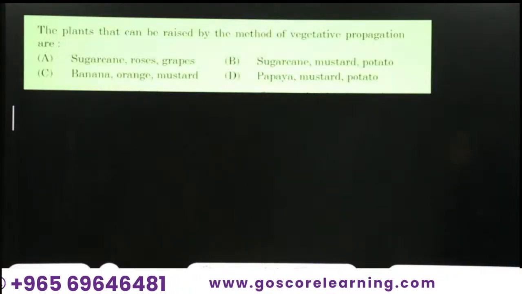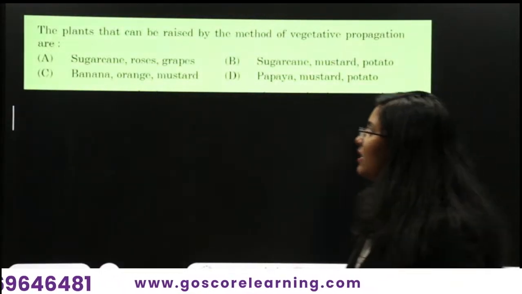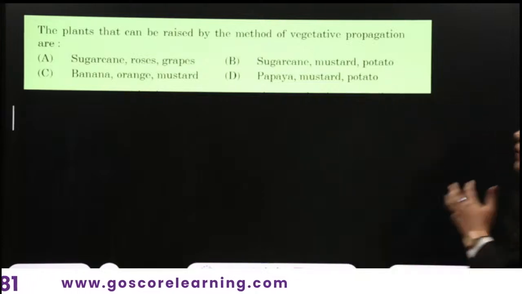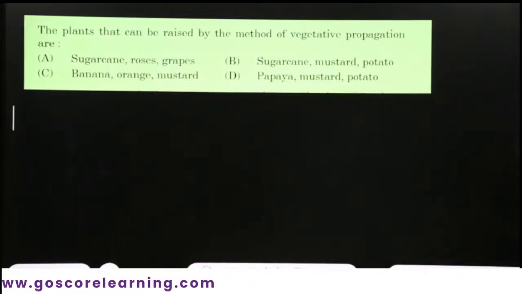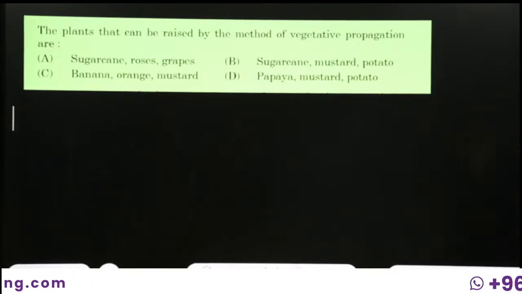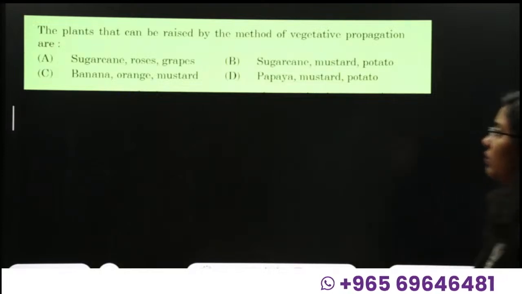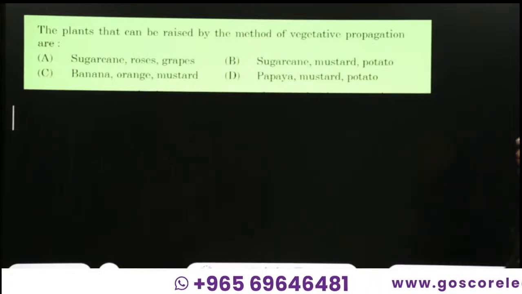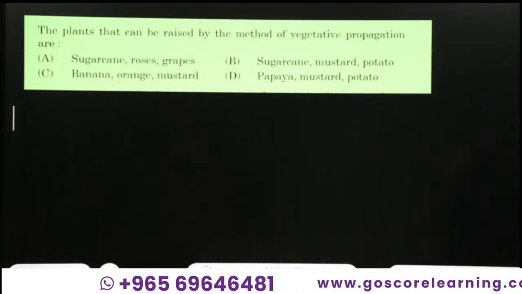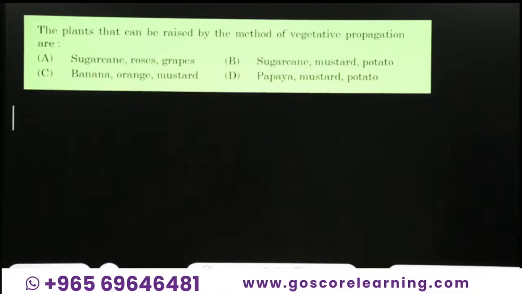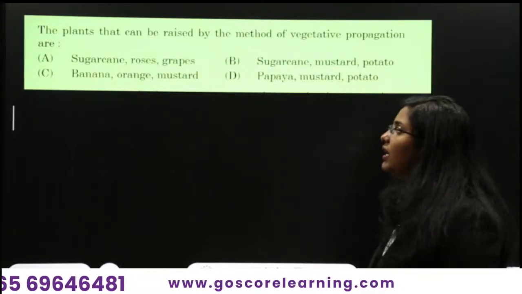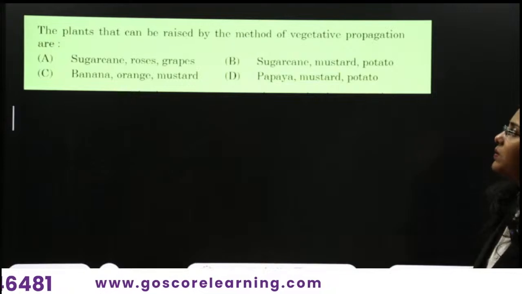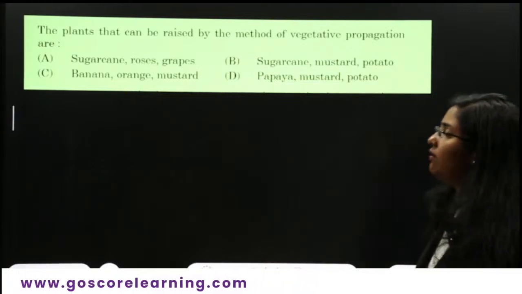So what is the next question? This is the next question. The plants that can be raised by the method of vegetative propagation are sugarcane, roses, grapes, mustard, potato, banana, orange, papaya. So the most appropriate answer for this question is option A. In option A, sugarcane, roses and grapes can be raised by different methods of vegetative propagation.